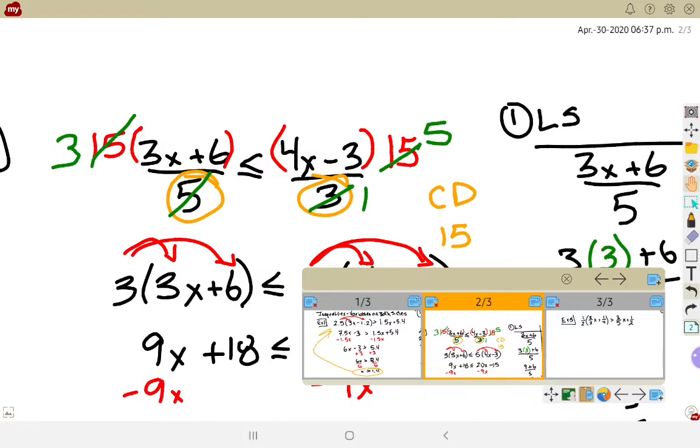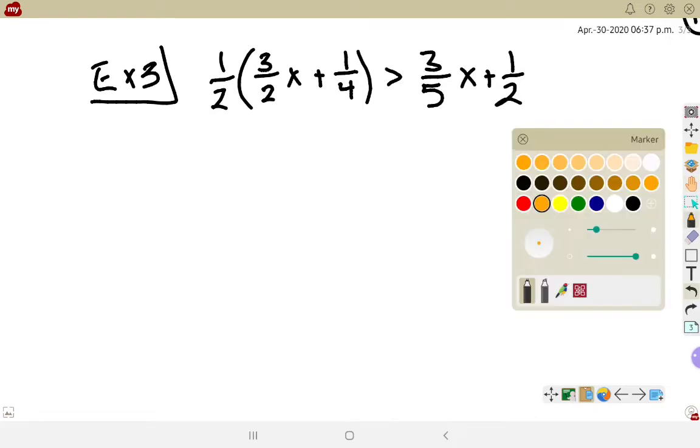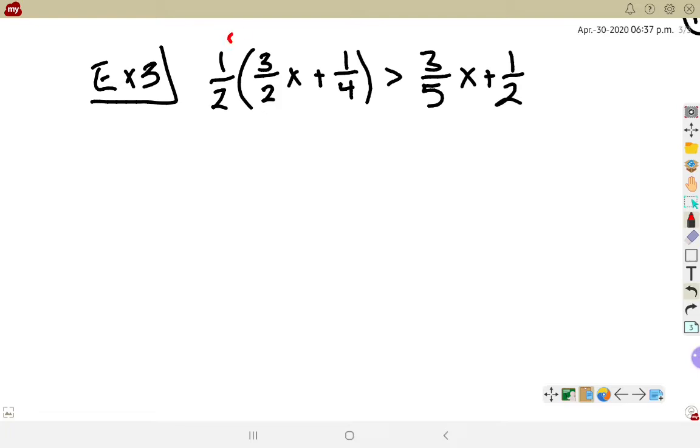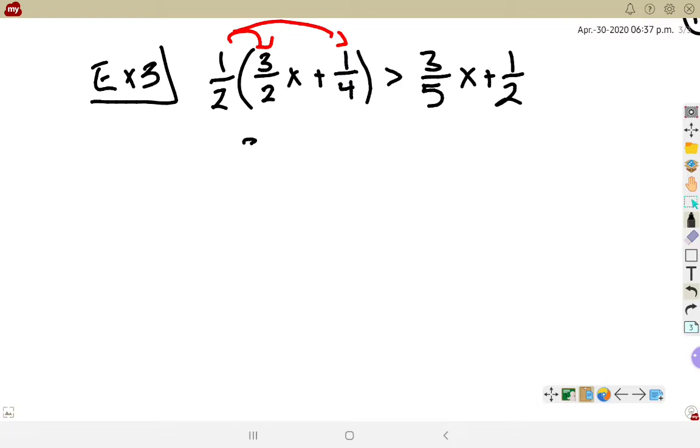One last example. What if I don't have a nice common denominator I can use to get rid of everything? Can I go through it with the fractions? Let's just try here. This one I'm going to use the distributive property. I'm going to bring in that 1/2. So this is going to give me 3 over 4. Sorry, did the wrong color. So I get 3 over 4 x plus 1 over 8. And on the other side we just have 3 over 5 x plus 1.2.